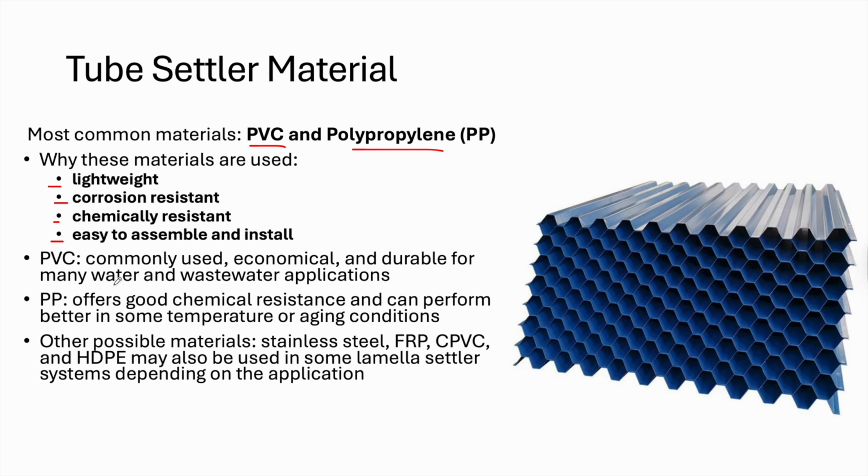PVC and polypropylene are commonly used because they are economical and durable for many water and wastewater applications. Polypropylene also offers good chemical resistance and can perform better in some temperature or aging conditions. Other possible materials, of course, include stainless steel, but it is way more expensive than plastics. FRP, CPVC, and HDPE can also be used in some lamella settlers, depending on the application, but as I have already said, PVC and polypropylene are the most widely used, and they actually do a very good job.